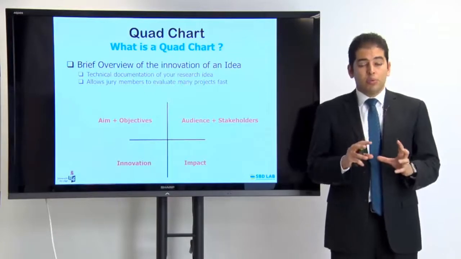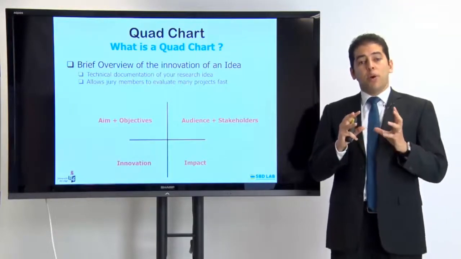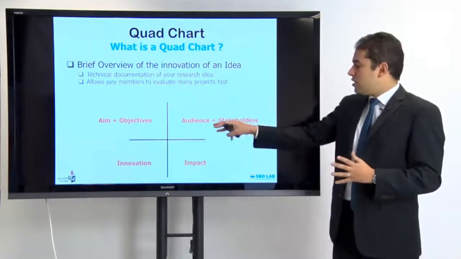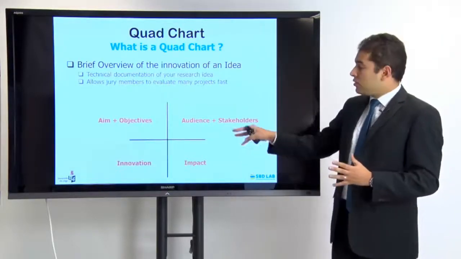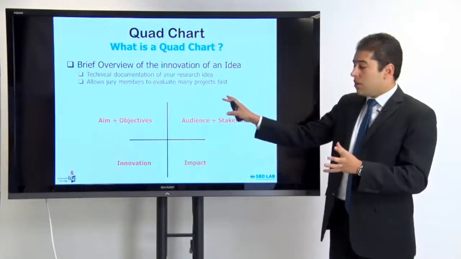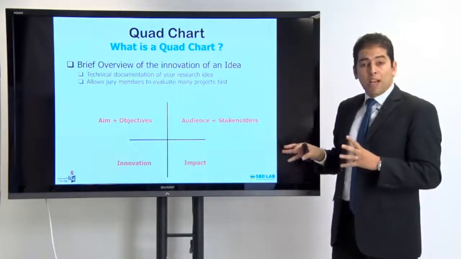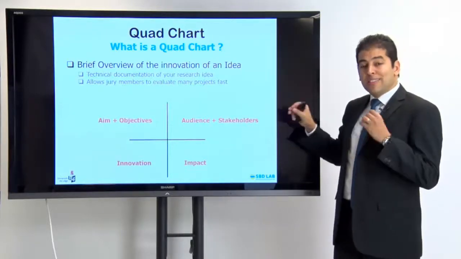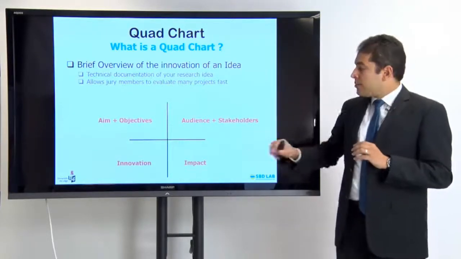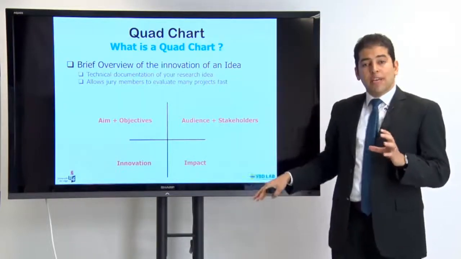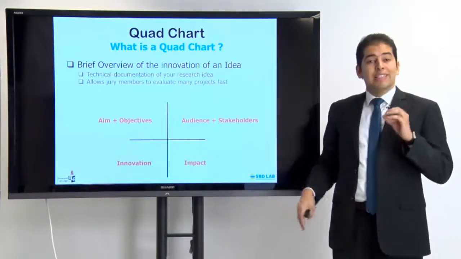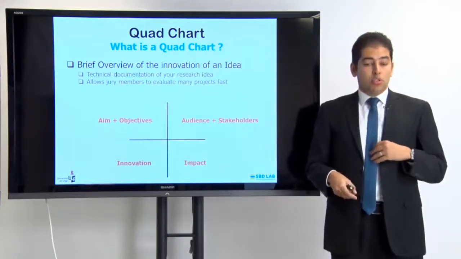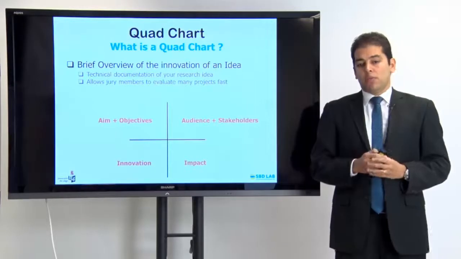From here, it's very important to contextualize this and make you aware of it. The quad chart is a simple graph with four quadrants. It starts with a quarter talking about the aim and objective of the research. Then the following is on the audience and the stakeholders of your work. The third one is the innovation and added value of your work. And finally, the expected impact of your research outcomes or your research findings. So this is simply the quad chart.